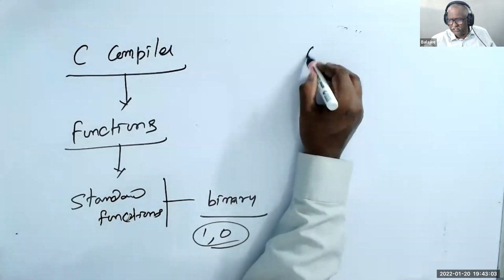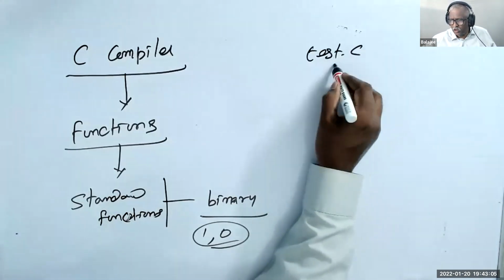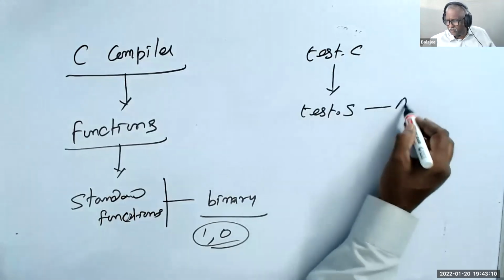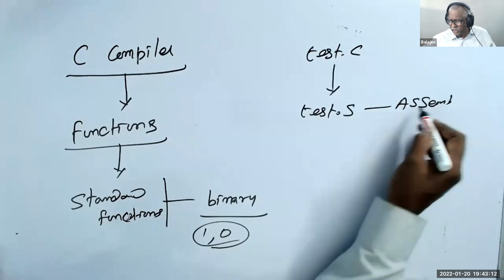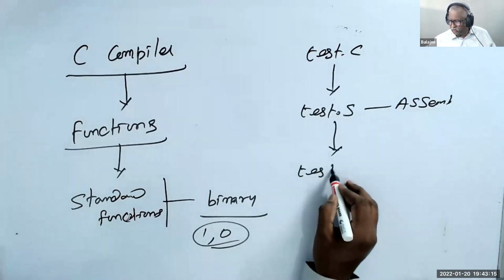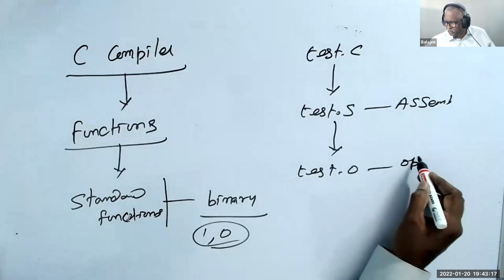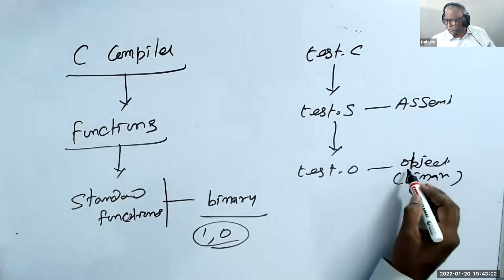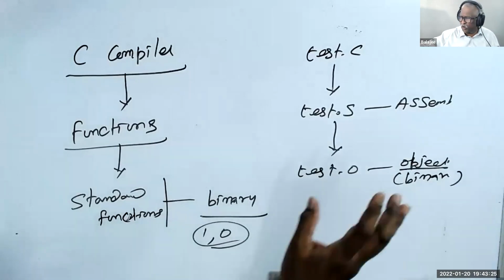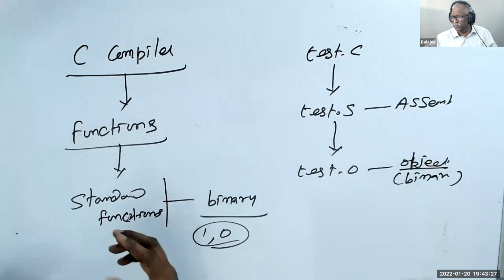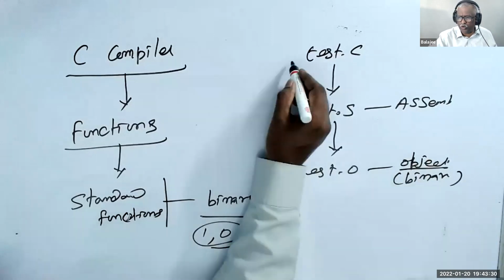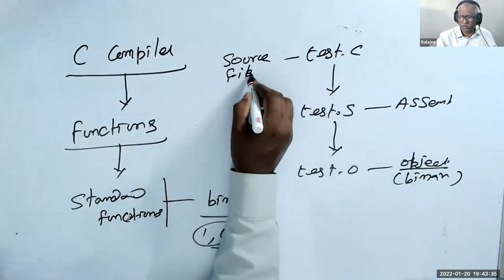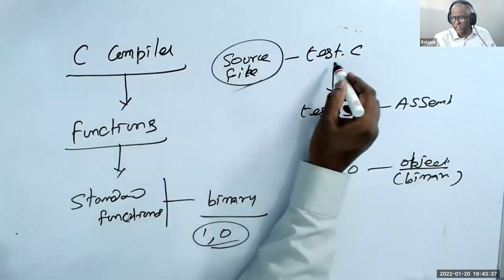When you write a C program test.c, you get a file called test.s, that is an assembler file. Then you will get test.o, which is called an object file. This is a binary. That's what they call object. Object means it is for the microprocessor. That's why they call this. This is called source file. Source file is the one you can read.